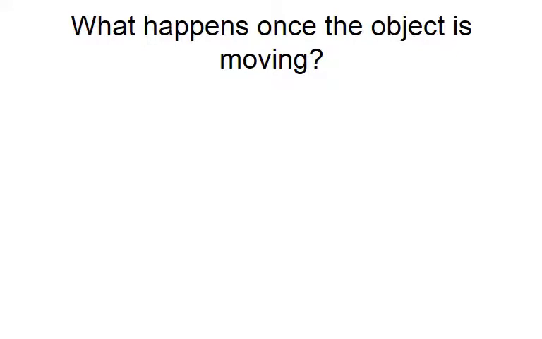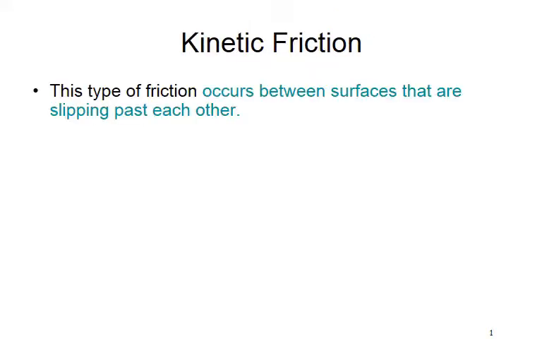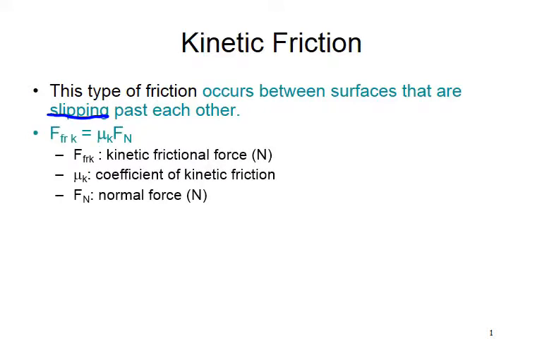Now, once an object starts moving, we have what's called kinetic friction. This is where the surfaces are slipping past each other. And this is an actual value that we're going to be able to get, the force of kinetic friction. And it is an equal sign because we're going to get that value, and it is that value. It's not an inequality like static friction is.